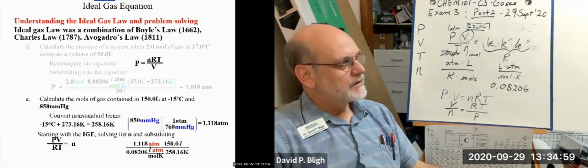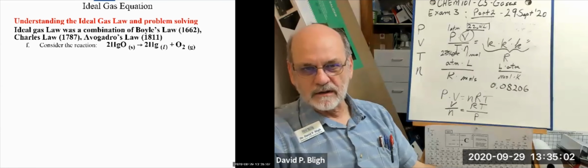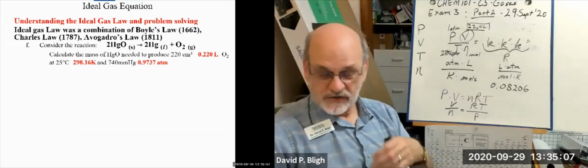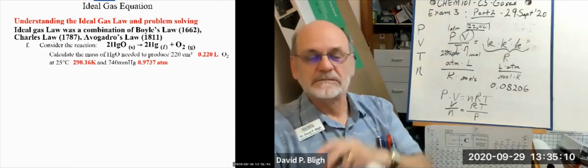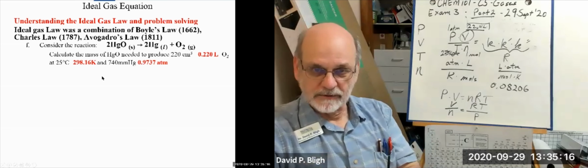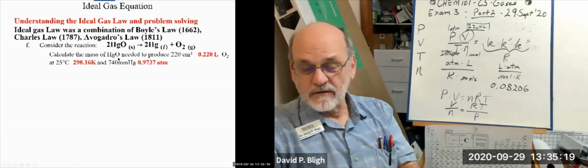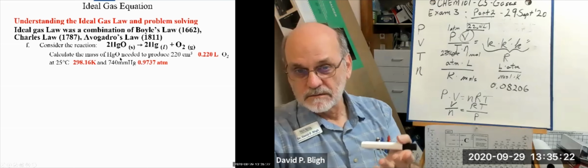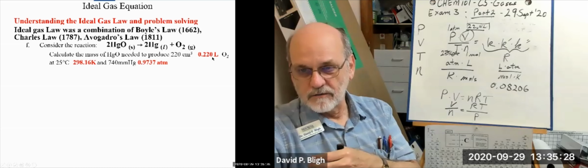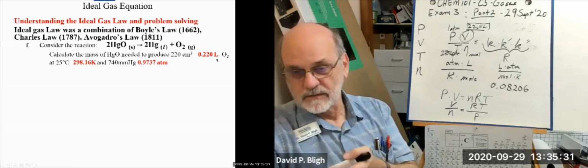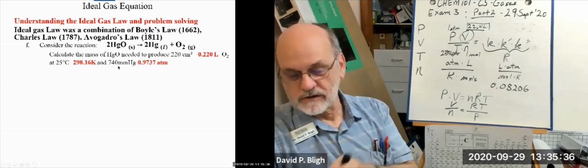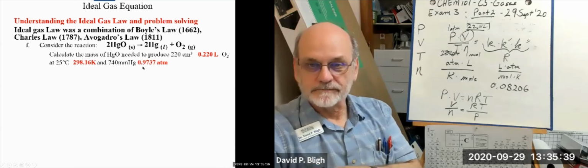Okay, so I'm running out of time, so I want to move along here. Here's a chemical reaction that you consider in terms of the ideal gas equation. And this is a stoichiometric problem. Calculate the mass of mercury 2 oxide needed to produce 220 cubic centimeters, which is 0.2 liters, of oxygen at 25 degrees C, 298 K. These are conversions already. And at this pressure.